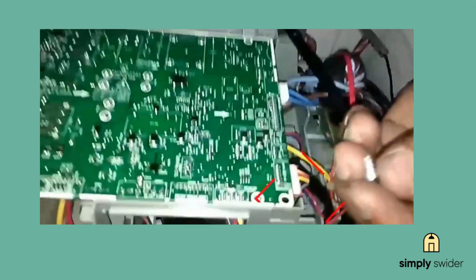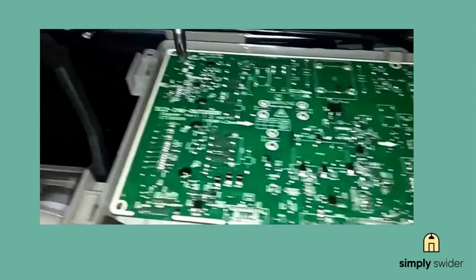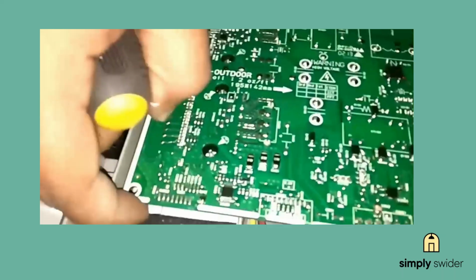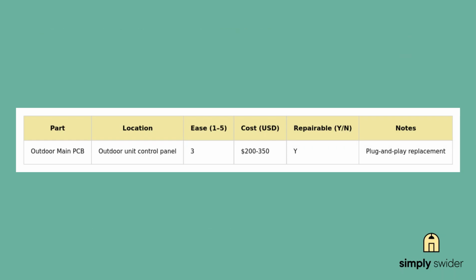Don't ask me how I know this, but way too many people condemn the compressor when it's actually the board that's not driving it. Replacing the whole PCB is actually pretty straightforward. Most are plug and play. But if you're thinking about component level soldering, that's definitely advanced repair shop territory.